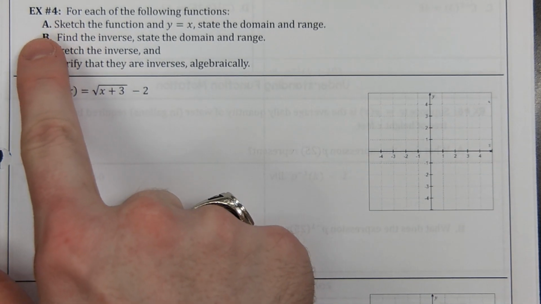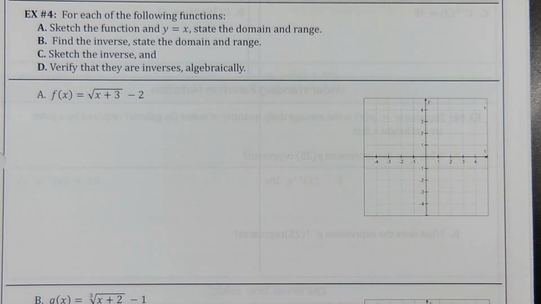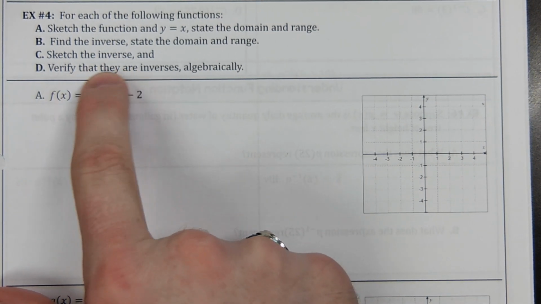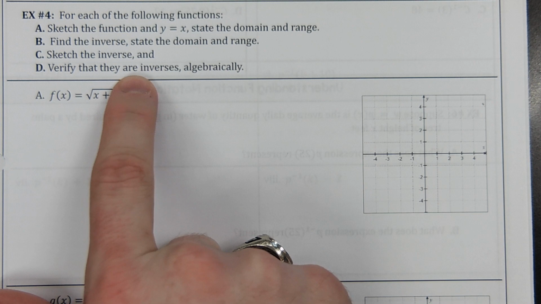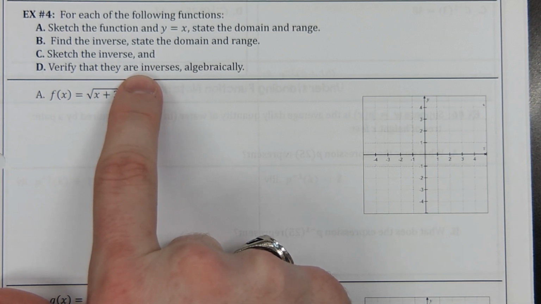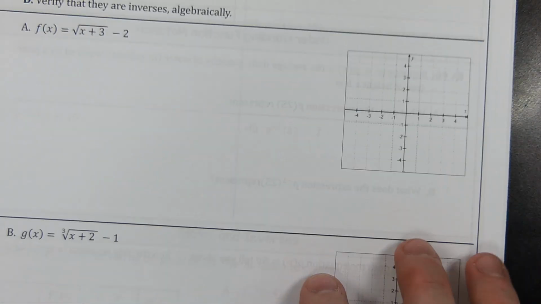It says, sketch the graph of the function. State its domain and range. We'll find its inverse. We'll sketch the inverse. And I'm going to tell you, we're going to skip part D, because we already did that. That's just composing them. Verifying inverses means just compose them. We just did that. It's right there. We don't need to do that more.